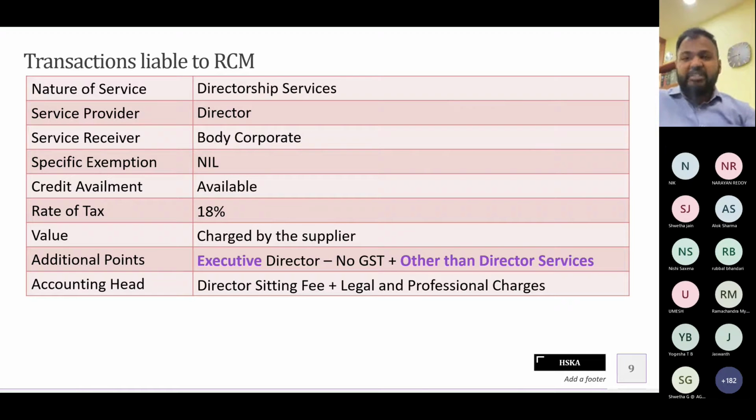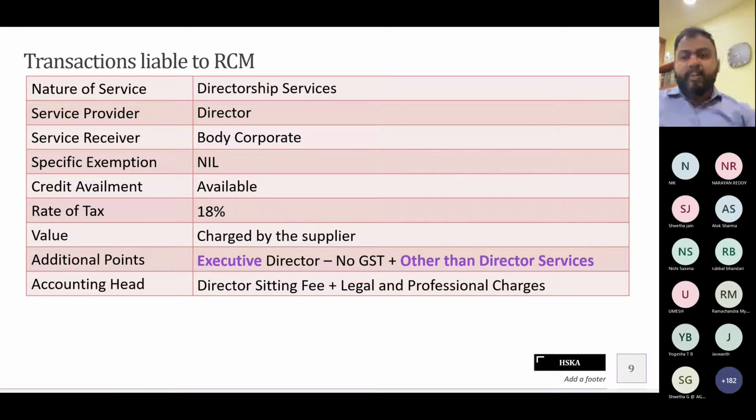Okay. Is there an exemption? No exemption. Any company who pays money to the director, either as sitting fee or any other way, is required to pay tax under reverse charge mechanism. Are they entitled to claim input tax credit? Yes, they are entitled to claim the input tax credit of the same. What is the rate at which the tax is required to be discharged? They have to discharge the tax at the rate of 18%. What is the value? The value of fees which has been paid to the director.